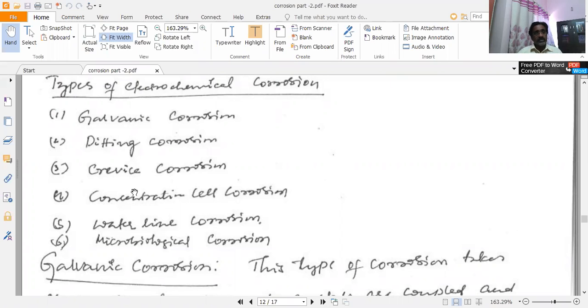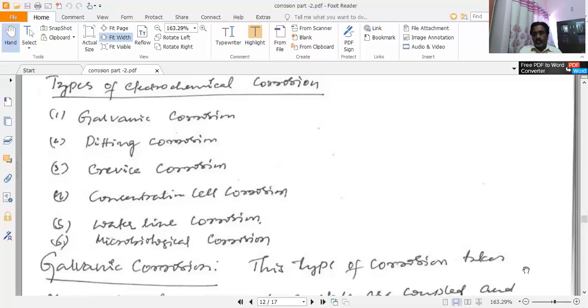Let us discuss types of electrochemical corrosion. In types of electrochemical corrosion, the number one is galvanic corrosion, number two, pitting corrosion, number three, crevice corrosion, number four, concentration cell corrosion, number five, waterline corrosion, and number six, microbiological corrosion. Let us take the first one, galvanic corrosion.